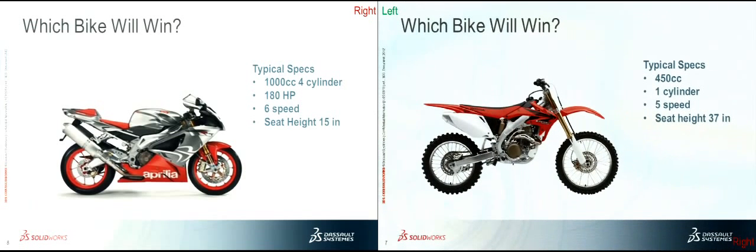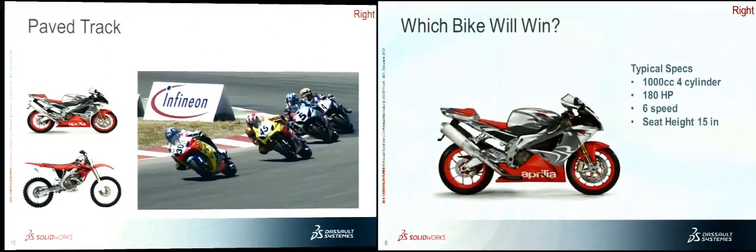If you had to bet a year's salary on the outcome of this motorcycle race, which are you going to pick? Will you pick one that has 450 cc's, one cylinder, 5 speeds, a seat height of 37 inches, or a GT bike on the other side, 1,000 cc's, 180 horsepower, 6 speeds, low ride height? How many want to go with the motocross bike? They're very smart. They're quick. That's the point. Exactly.